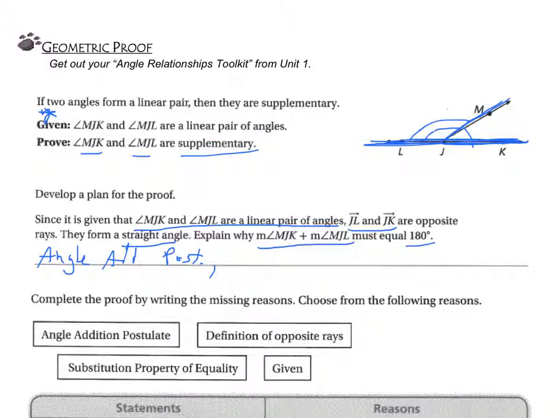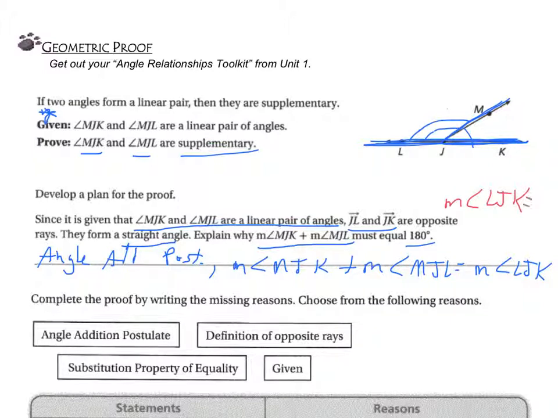We're also going to have to prove that the measure of angle MJK plus the measure of angle MJL is equal to the measure of angle LJK. So that's kind of the plan that we would have when coming up with this, because we're going to have to prove that they are supplementary. On top of that, the measure of angle LJK is going to have to equal 180 degrees because it's a linear pair.